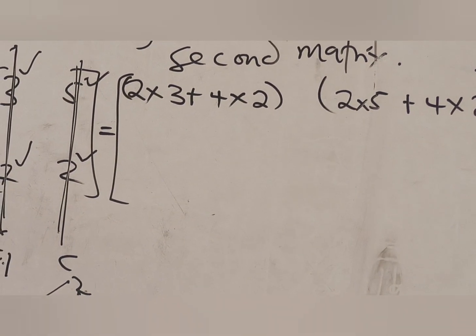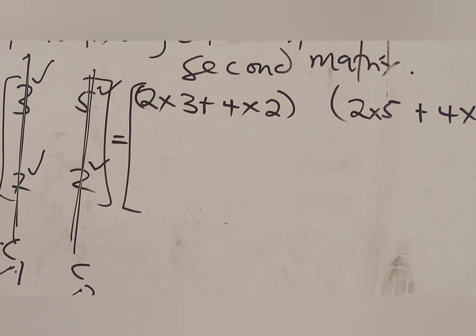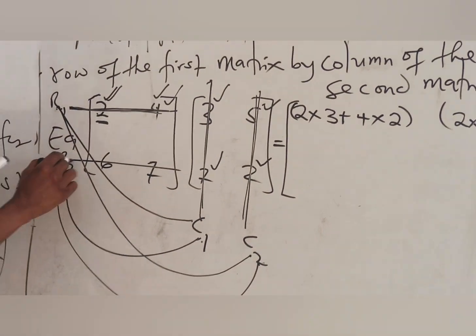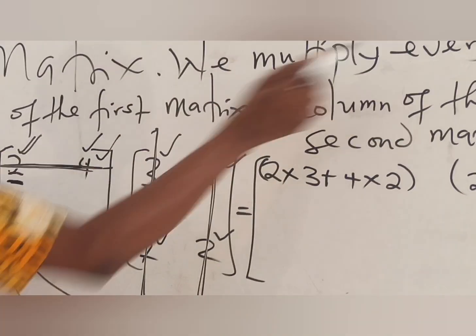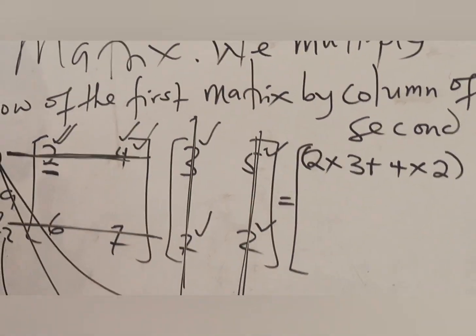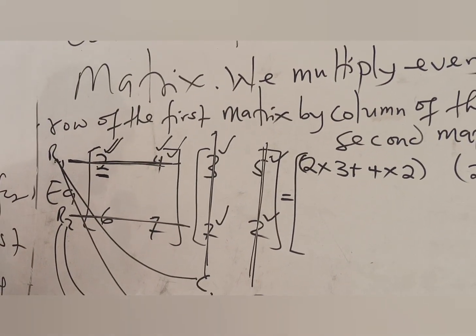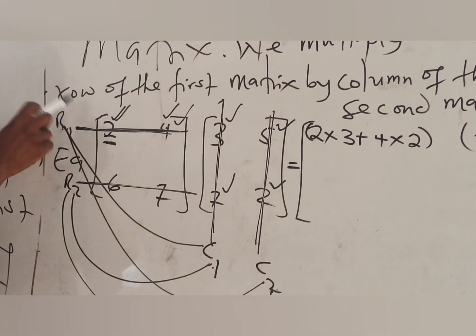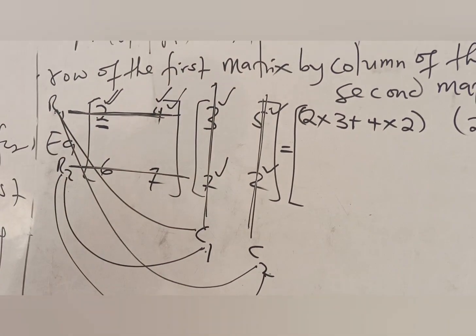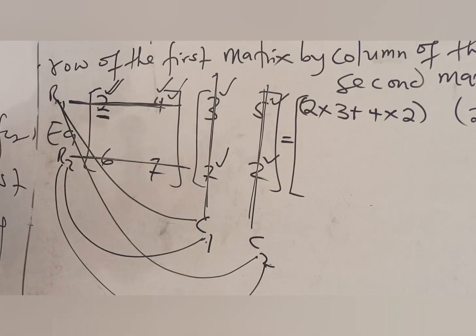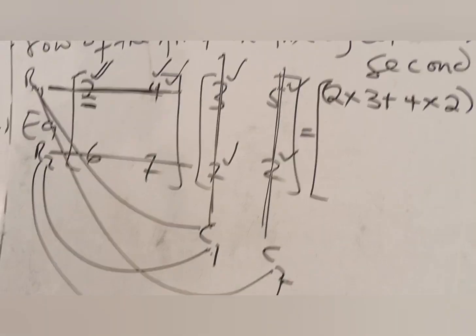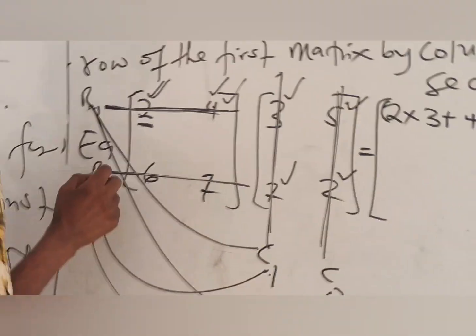We are finished with row 1. So let's go to row 2. They say we multiply every row of the first matrix. So pick row 1, finish multiplying by every column. Do you understand the English? Multiply every row of the first matrix by what? Every column of the second matrix. So pick row 1, multiply by the first column, pick row 1 again, multiply by the second column. You get that? So we are going to pick row 2 again now.